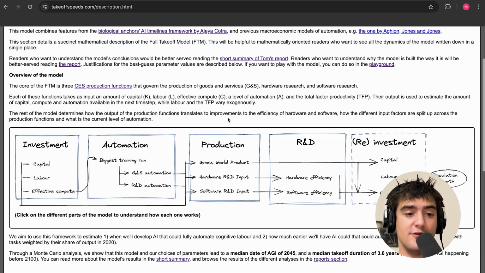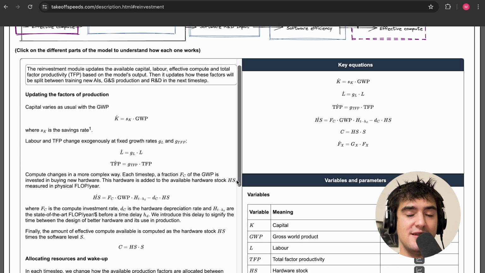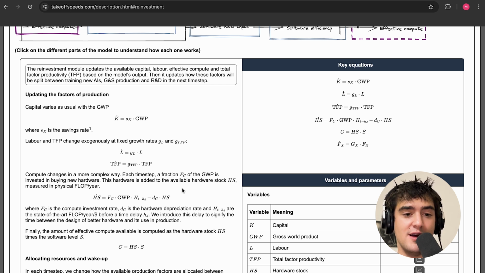So if we click on the first box, investment, this is what we get. And if you don't know anything about economics and these equations look scary, don't worry. This is a beginner-friendly video. I'll try to go slowly with all of these equations, explaining the core intuition behind them, so that you can have a basic intuition of what is going on behind the scenes in this simulation.